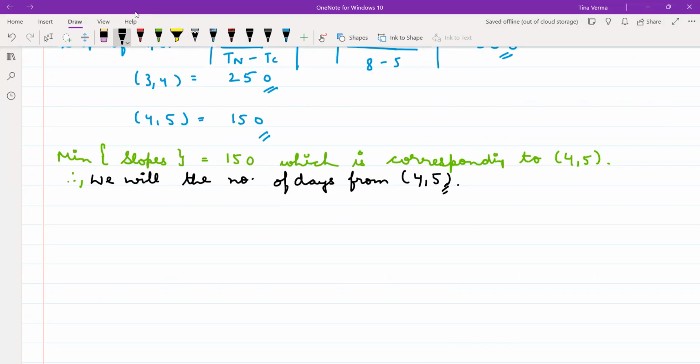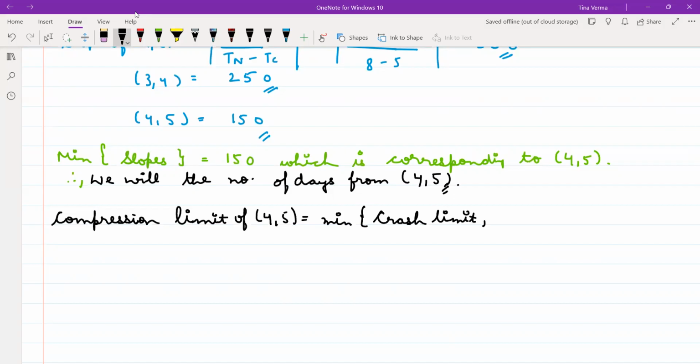अब एक्टिविटी में से रिड्यूस तो पता चल गया कि 4, 5 में से करने हैं. कितने डेज हम रिड्यूस कर सकते हैं? सो दैट वी फाइंड बाय योर कंप्रेशन लिमिट. क्या था कंप्रेशन लिमिट का फॉर्मूला? द मिनिमम ऑफ क्रैश लिमिट एंड योर एफएफ लिमिट. व्हाट इज योर क्रैश लिमिट ऑफ 4, 5 एक्टिविटी? अब अगर 4, 5 में से रिड्यूस करने हैं तो क्रैश लिमिट तो मुझे उसी की देखनी पड़ेगी ना.